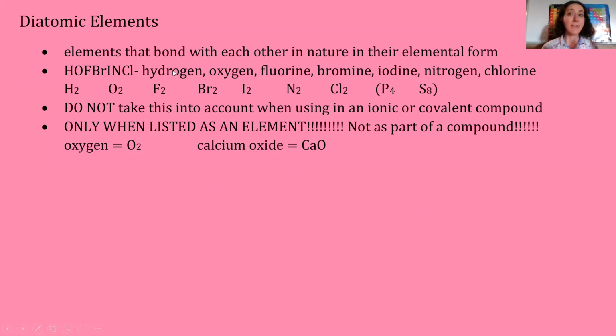There are 7 of these elements that in their elemental form are actually bonded to each other. Diatomic means 2 atoms, so a diatomic element is an element where 2 atoms are bonded together in their natural, elemental form. These are hydrogen, oxygen, fluorine, bromine, iodine, nitrogen, and chlorine. Hofbrinkel. That's how I always remember it. Some people say Brinkelhof. There's nothing wrong with that, except that they're totally wrong. It's Hofbrinkel. Brinkelhof sounds ridiculous, and Hofbrinkel sounds totally normal, right?